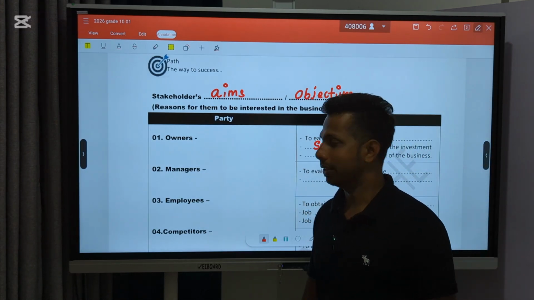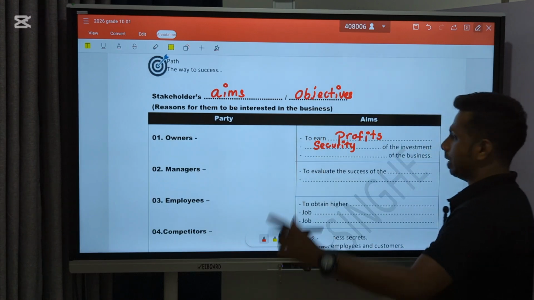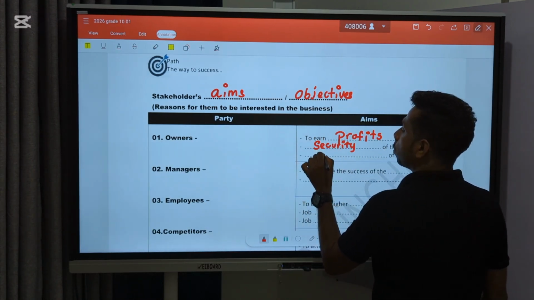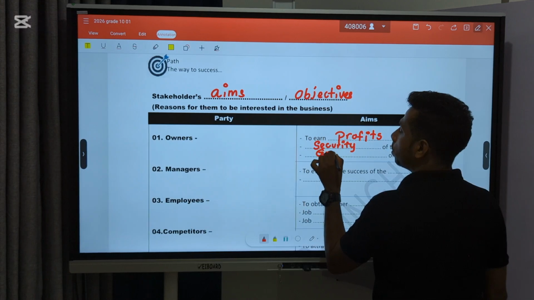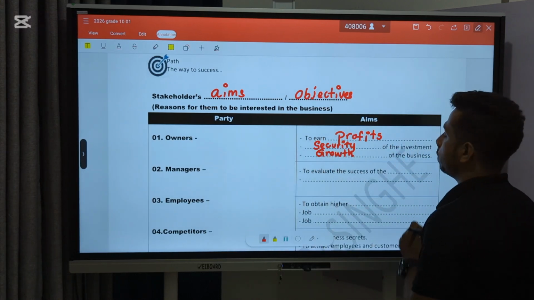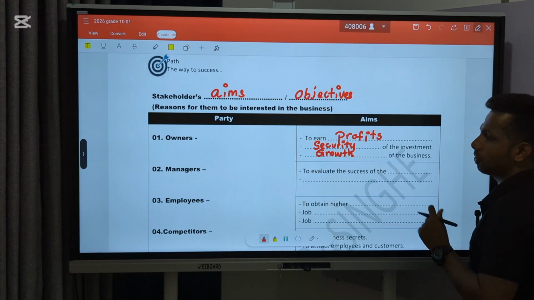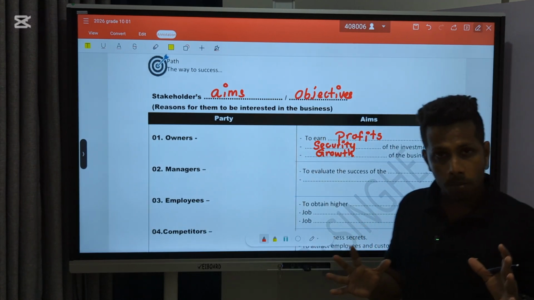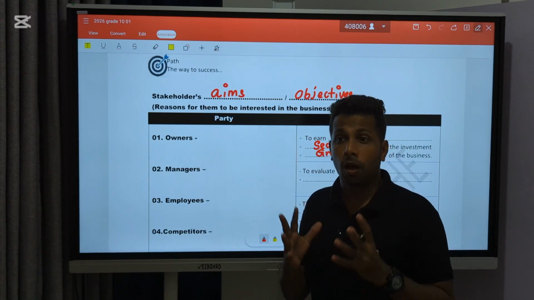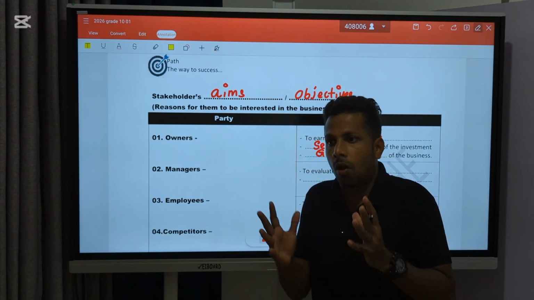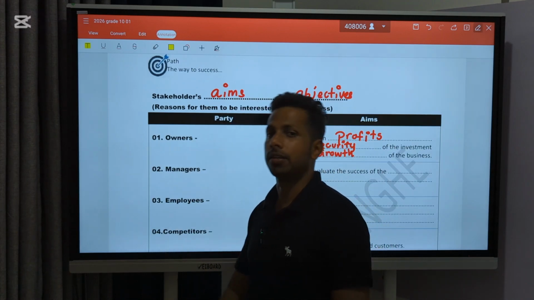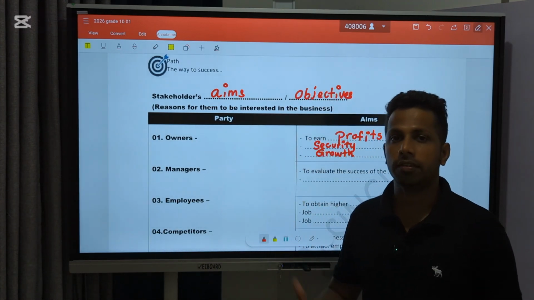Dear children, in other words, they seek growth of the business as well. Growth. Who seek growth? Owners worry about the growth, dear children. So here, normally, we can take these things as objectives of owners. Be an owner. Think as an owner. Behave as an owner and think what you want. Yeah, definitely. You need these things.